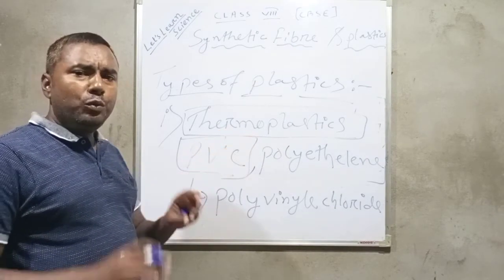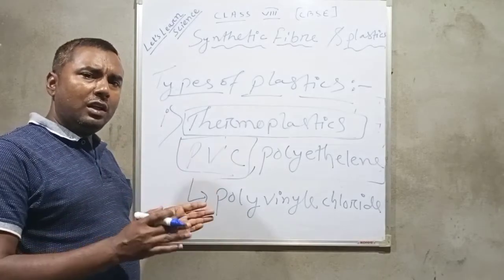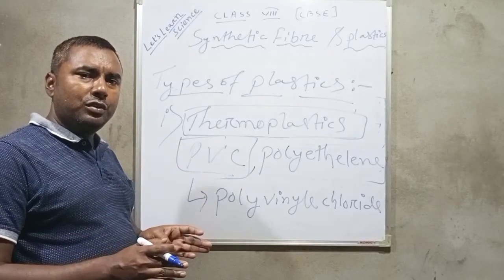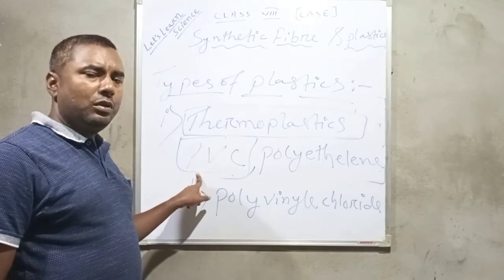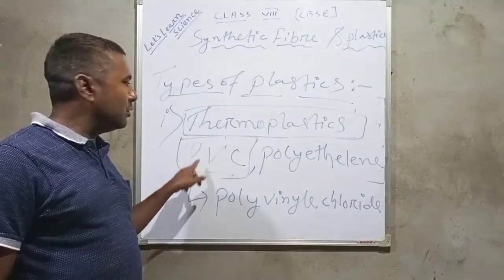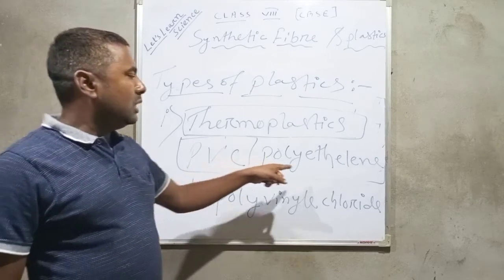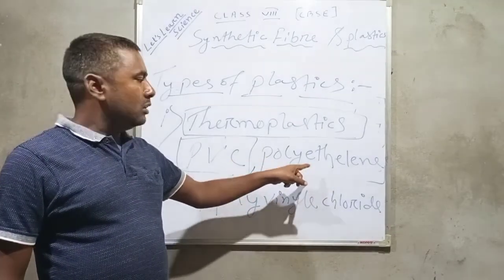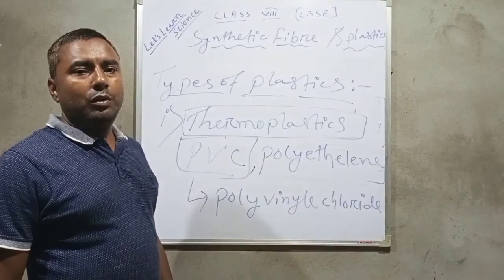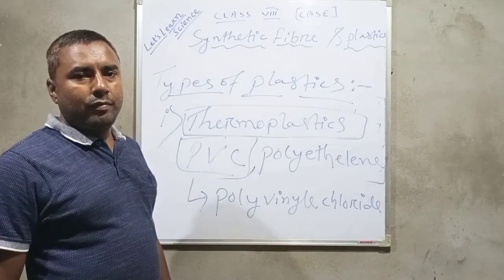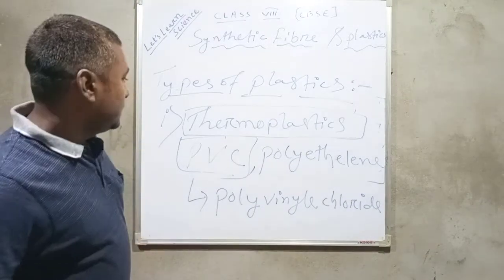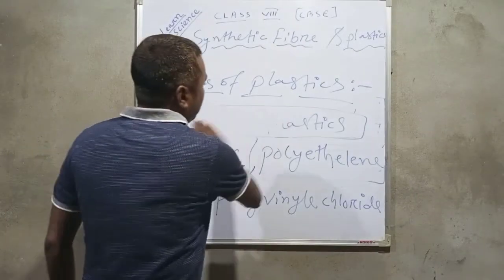Thermoplastic can be formed in two forms: one is very hard, another is very soft. So PVC is an example of the hard form of thermoplastics. On the other hand, polyethylene is one of the soft forms of thermoplastic. Understood?